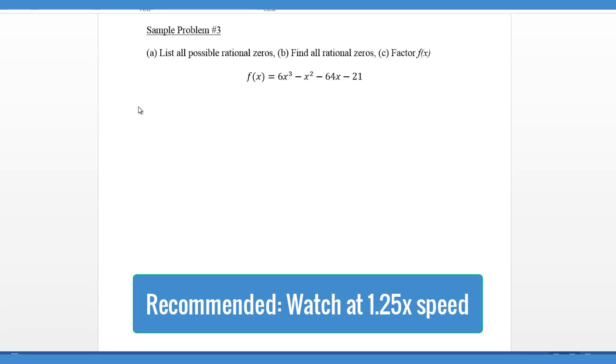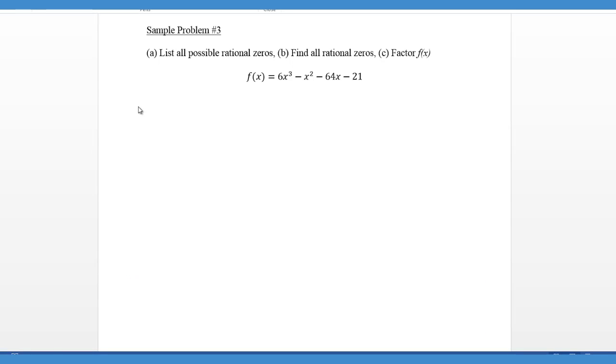Now we'll take a look at an example where we have to find all the possible zeros and factor the polynomial function. In this sample problem, we have not been given any idea of what's a good starting place. So we have to actually come up with our list of possible rational zeros to start.